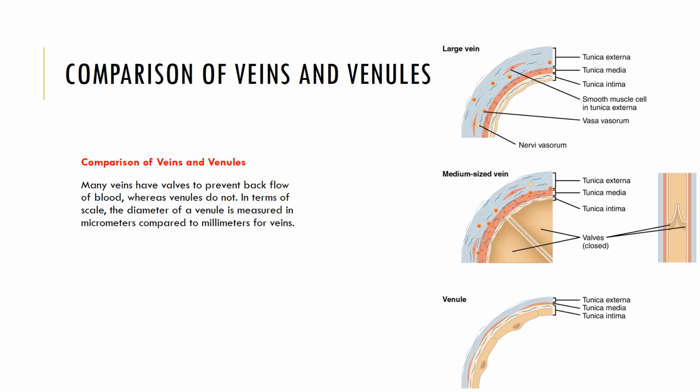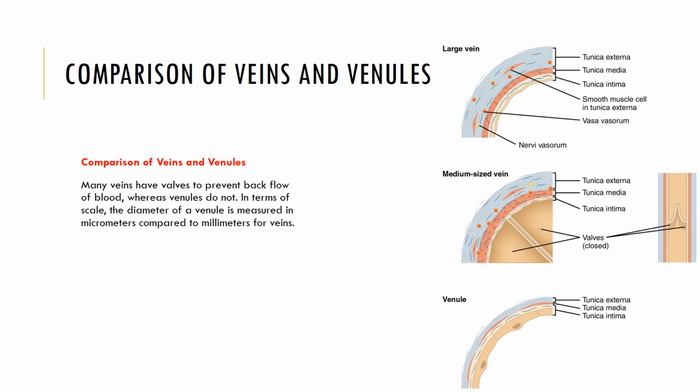Medium-sized veins range from 2 to 9 millimeters in diameter, and the tunica media is thin and contains smooth muscle cells and collagen fibers. The thickest layer is the tunica externa, which contains smooth muscle cells and longitudinal bundles of elastic and collagen fibers. Valves, particularly within the veins of the limbs, are also common in the medium-sized veins.